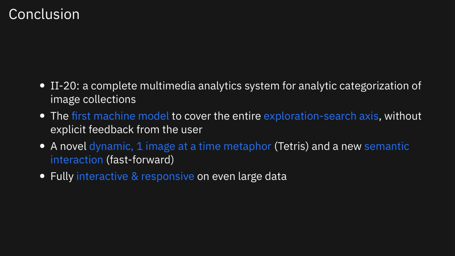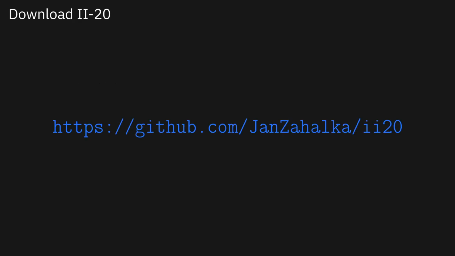To conclude, II-20 is a complete multimedia analytics system for analytic categorization of image collections. We have introduced the first machine model to cover the entire exploration search axis without explicit feedback from the user. We have introduced a novel dynamic one image at a time metaphor in Tetris and a new semantic interaction in Fast Forward. And II-20 is fully interactive and responsive on even large data. Last but not least, II-20 is available under an open source license, so please feel free to download and use it.